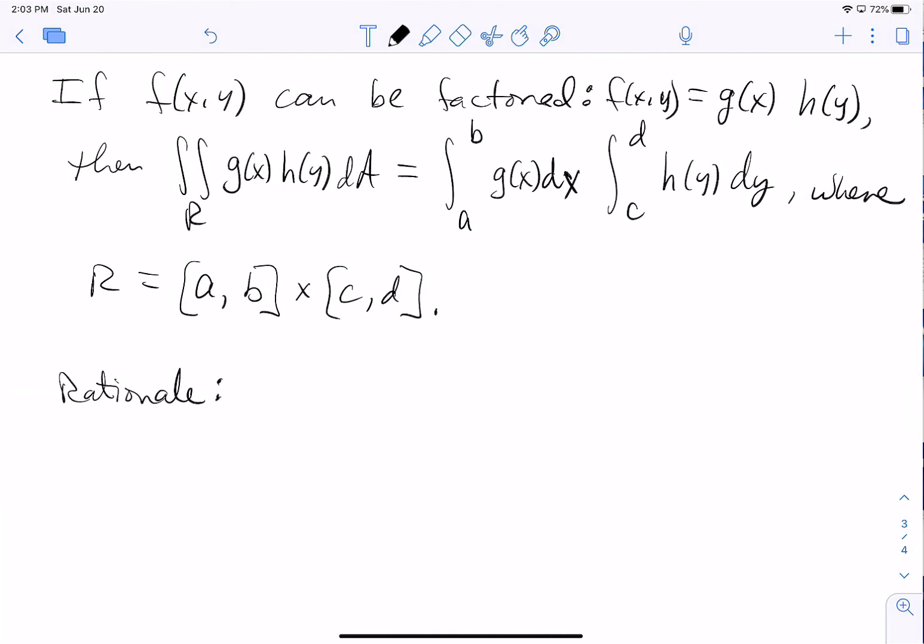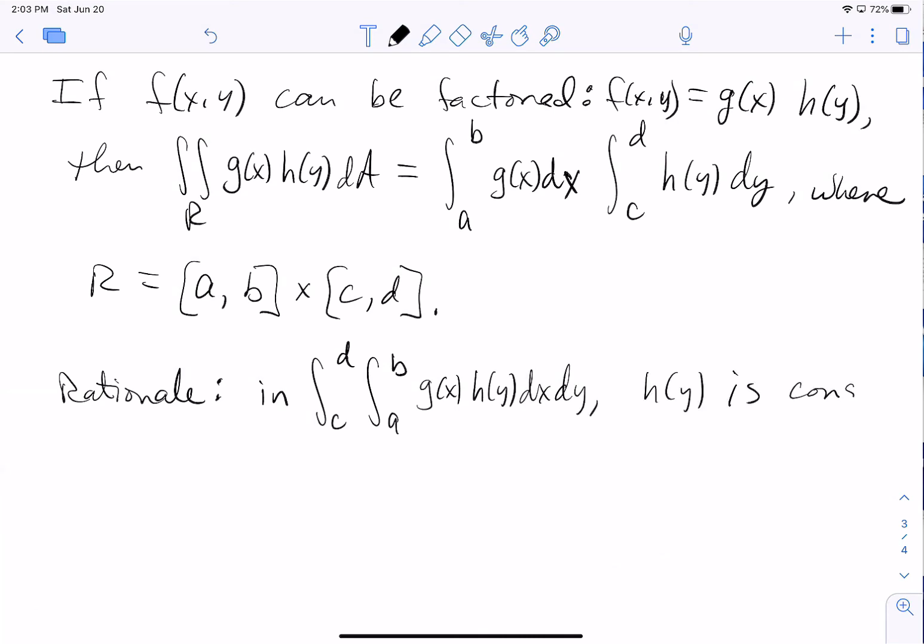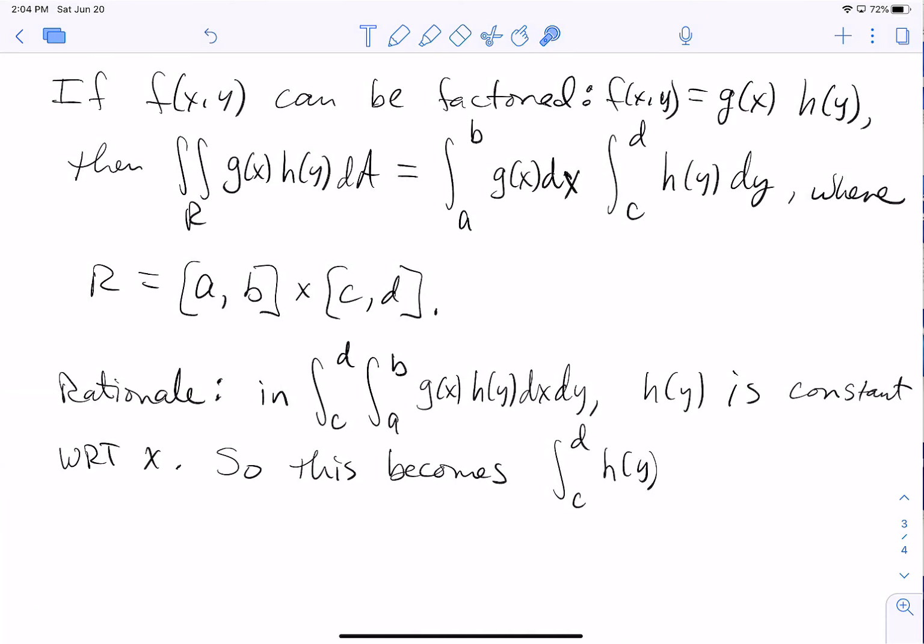So how does this work out? Well, for the rationale, in the integral from c to d of the integral from a to b of g of x times h of y dx dy, h of y is constant with respect to x. So this becomes the integral from c to d of h of y, which, as a constant, can be factored out of the inner integral, times the integral from a to b of g of x dx, dy.